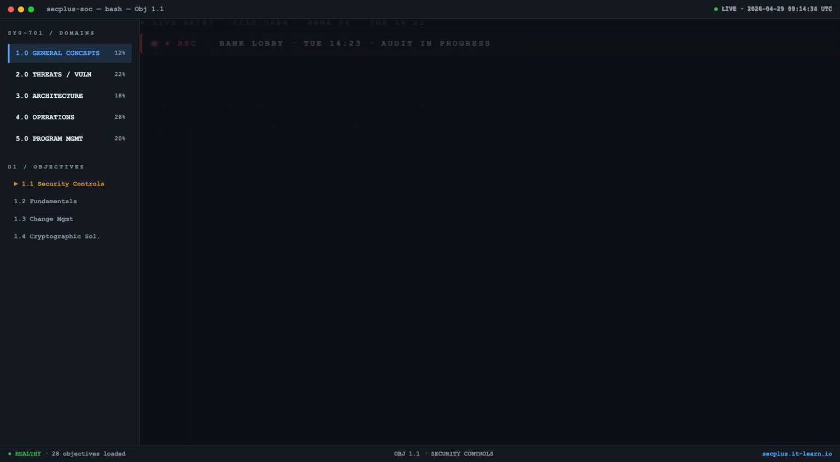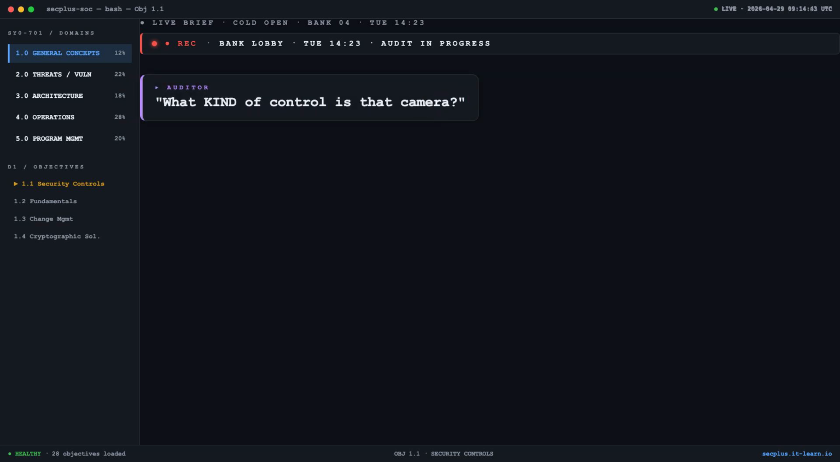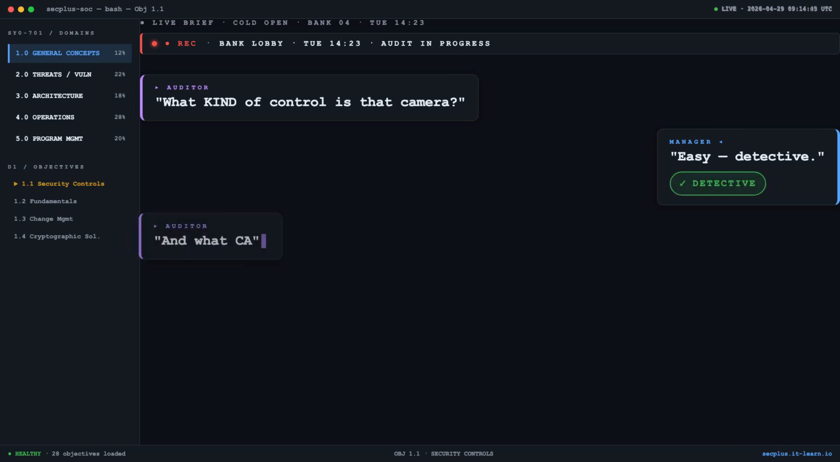Picture this, bank lobby, Tuesday afternoon, auditor walks in with a clipboard and points at the camera in the corner. She asks the security manager one question. What kind of control is that camera? He says, easy, it's a detective control. She writes something down. Then she asks, in what category?